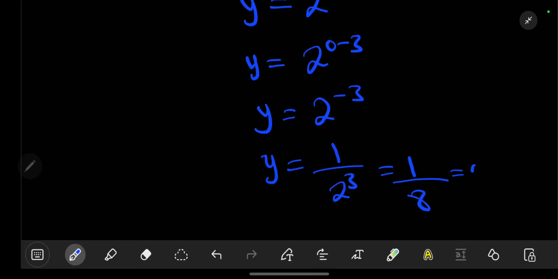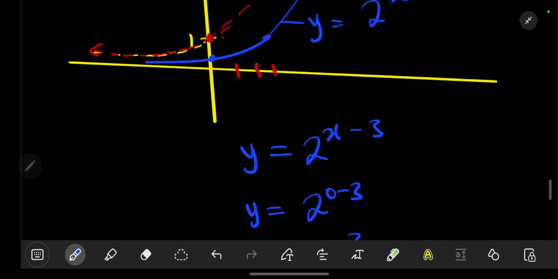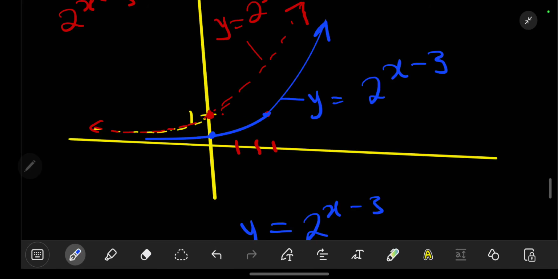And 1 over 8 is equal to 0 point. You add a 0, it will be 1. 10 divided by 8, the remainder is 2. 20 divided by 8 is 2, the remainder is 4. 40 divided by 8 is 5. You can tell that this is 0.125, which is this point, like that.